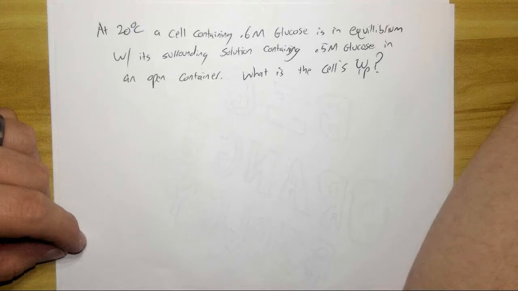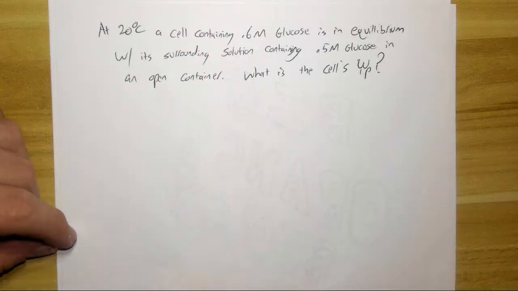So at 20 degrees Celsius, a cell containing 0.6 molar glucose is in equilibrium with its surrounding solution, containing a 0.5 molar glucose in an open container. What's the cell's pressure potential? This one's tricky because it's asking you to do something that we don't normally view.